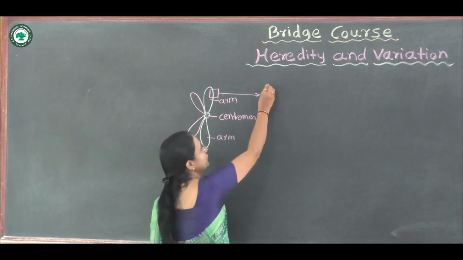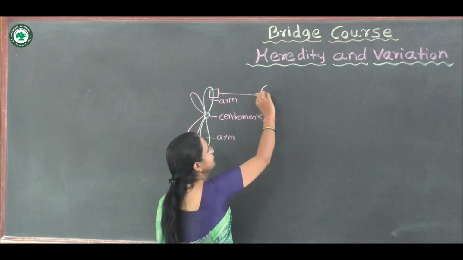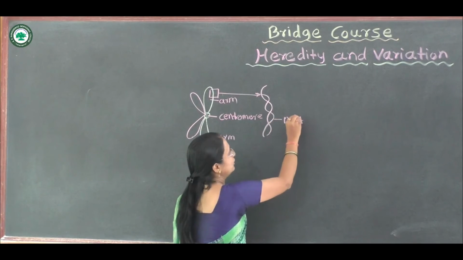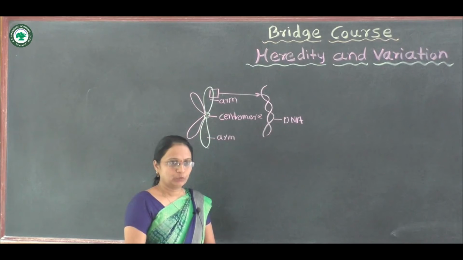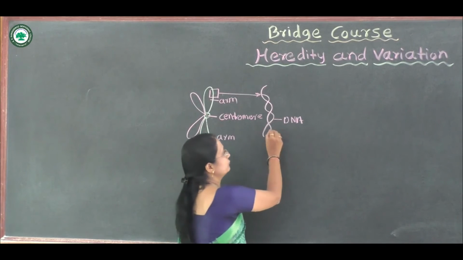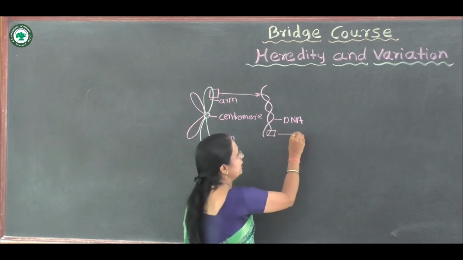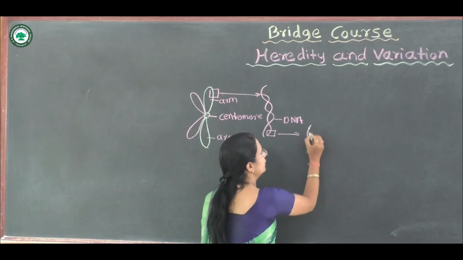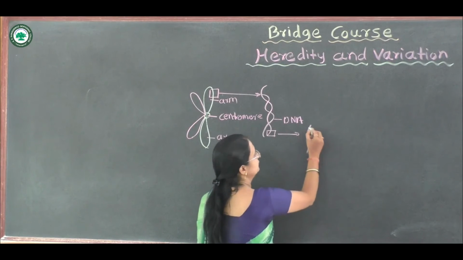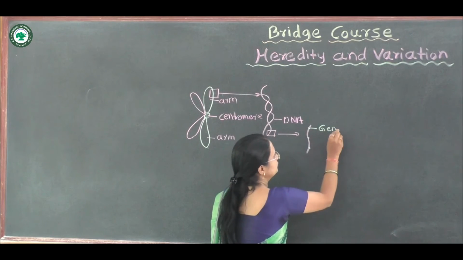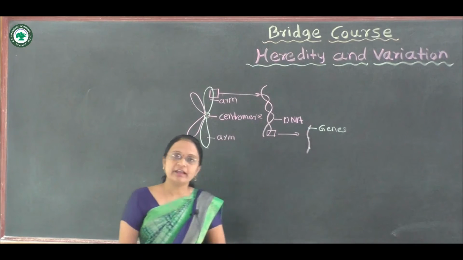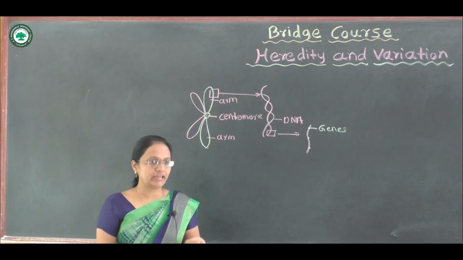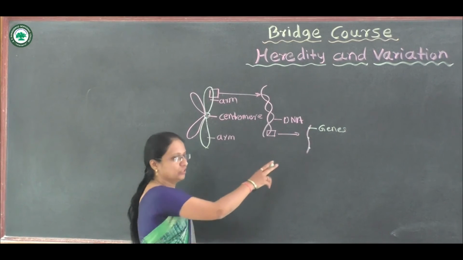If you are magnifying, you find that it is made up of a thread-like network, and these threads are called DNA. If you magnify this part again and study it, you find that on the surface of this strand of DNA, the genes are located, and these genes are responsible for the transmission of characters. That is the position of the gene.